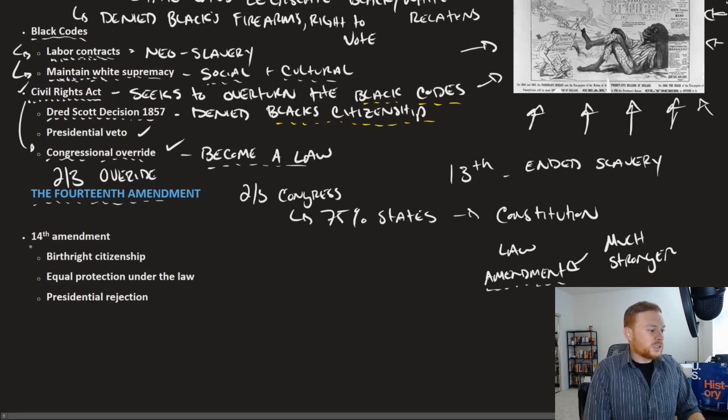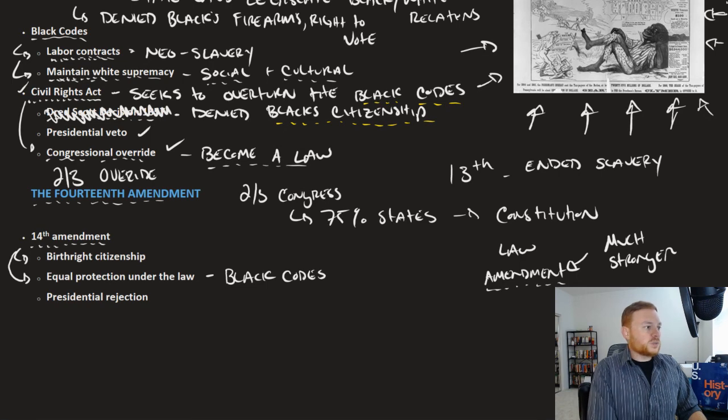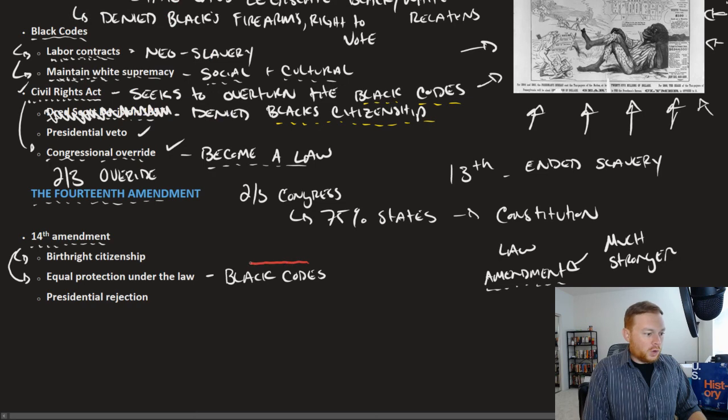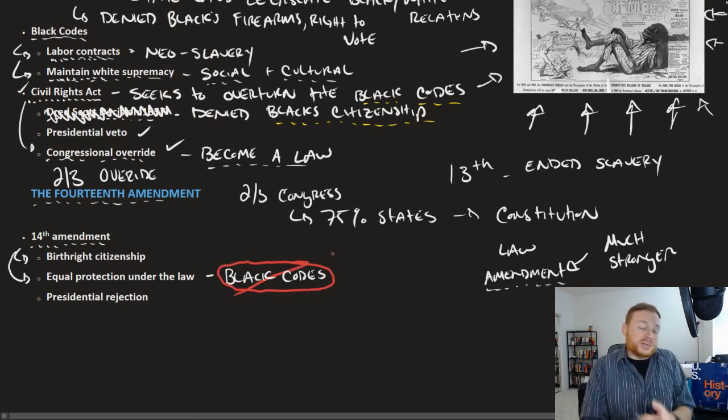So they draft up the 14th Amendment, which does two very important things. One is that it grants birthright citizenship. This would effectively overturn the Dred Scott decision in 1857, which denied blacks the right to citizenship. It also provides for equal protection under the law. What that means is that the black codes would essentially become unconstitutional because what the 14th Amendment says is that no matter who you are, in this case, either white or black, the law code applies to everybody equally.